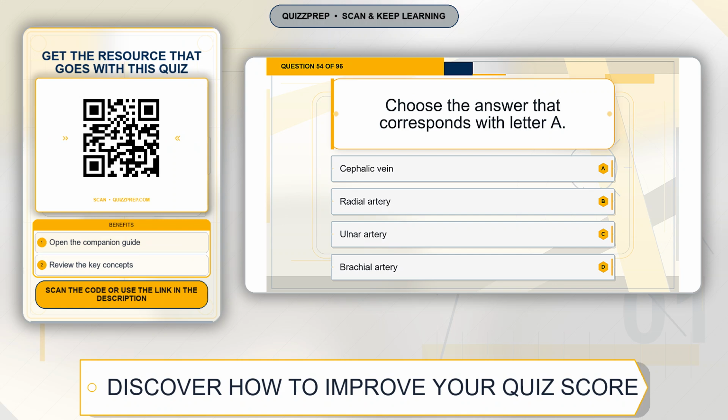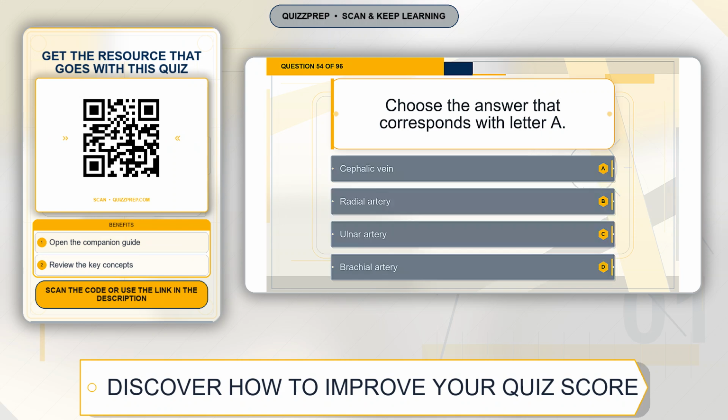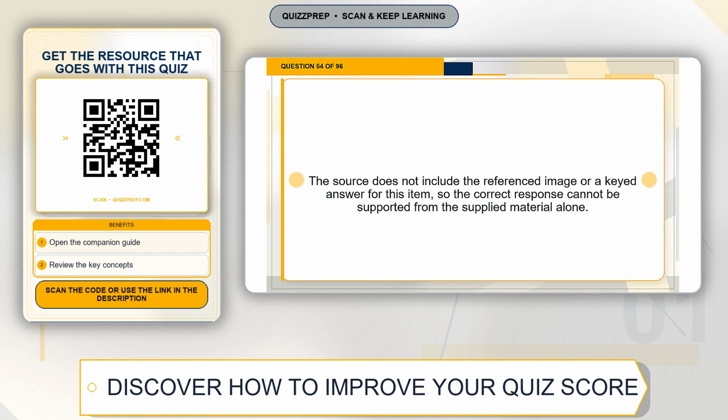Option A. Cephalic vein. Option B. Radial artery. Option C. Ulnar artery. Option D. Brachial artery. The correct answer is now shown. Explanation. The source does not include the referenced image or a keyed answer for this item, so the correct response cannot be supported from the supplied material alone.